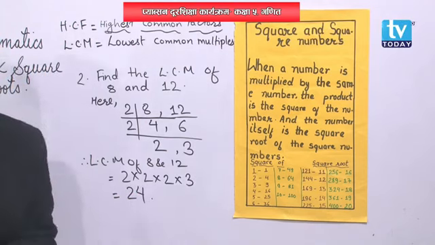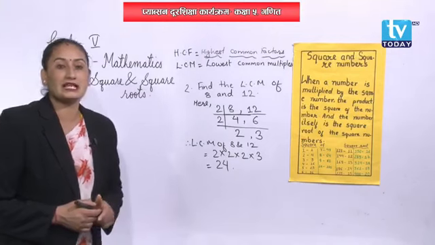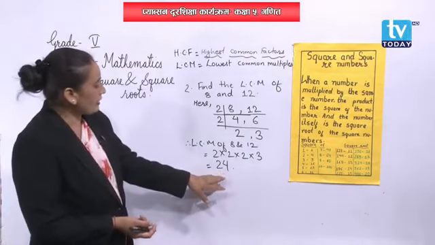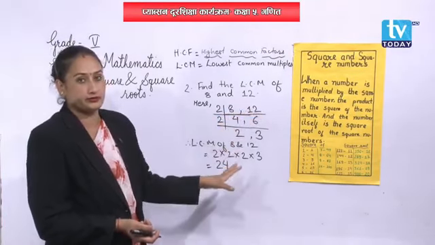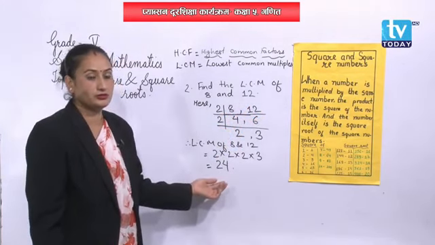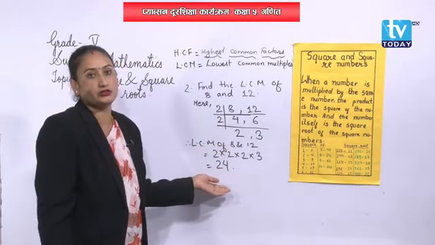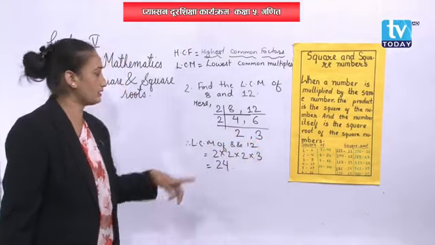Okay students, the common multiples of 8 and 12 are exactly divisible by them. That means this 24 can also be exactly divided by 8 and 12. 8 times how many is 24? How many times does 8 go into 24? Let's see how to check it.